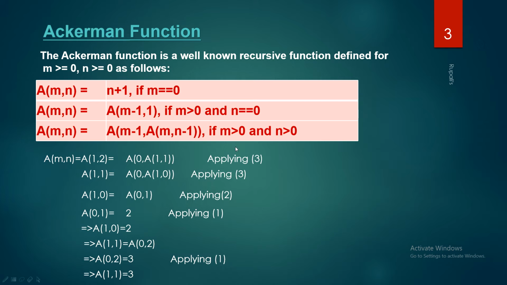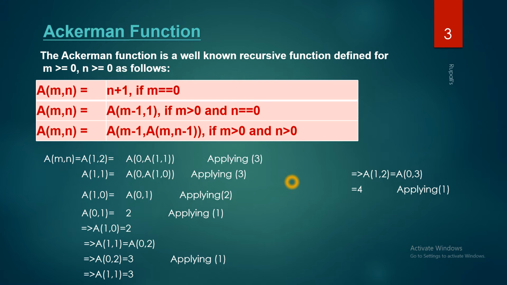So when A(1,1) equals 3, what is the value of A(1,2)? A(1,2) equals A(0,3). And here in A(0,3), what is the value of m? M is 0, so again we can apply rule 1. By applying rule 1, we get A(1,2) equals 4. So this is the Ackermann function.